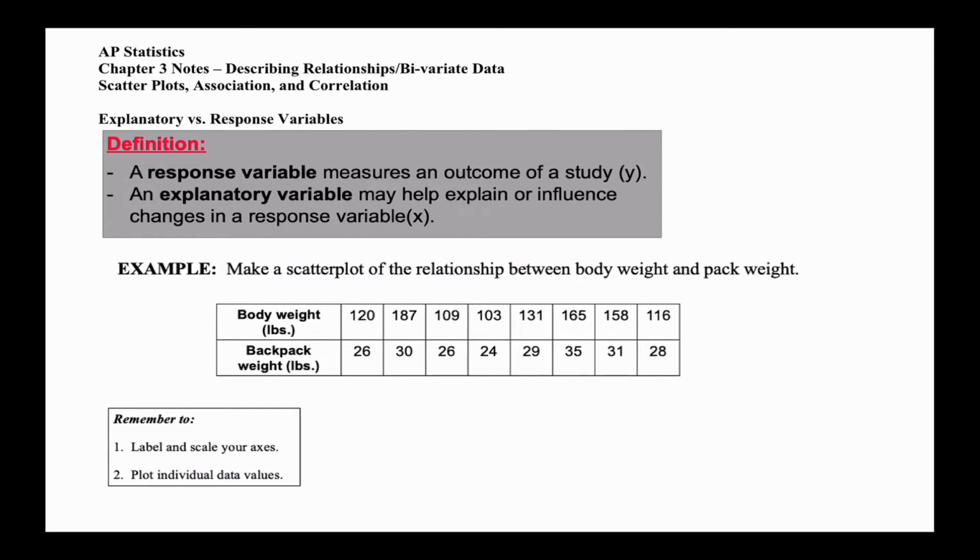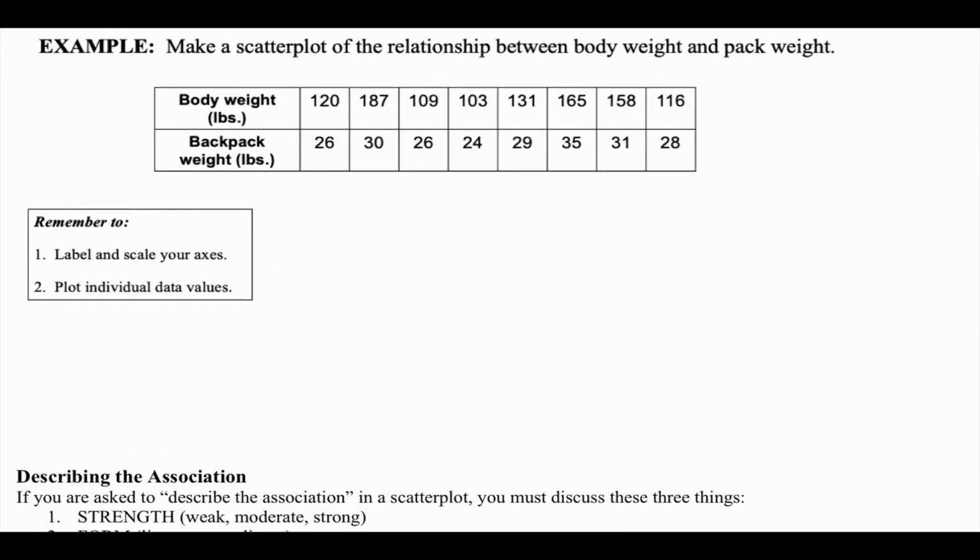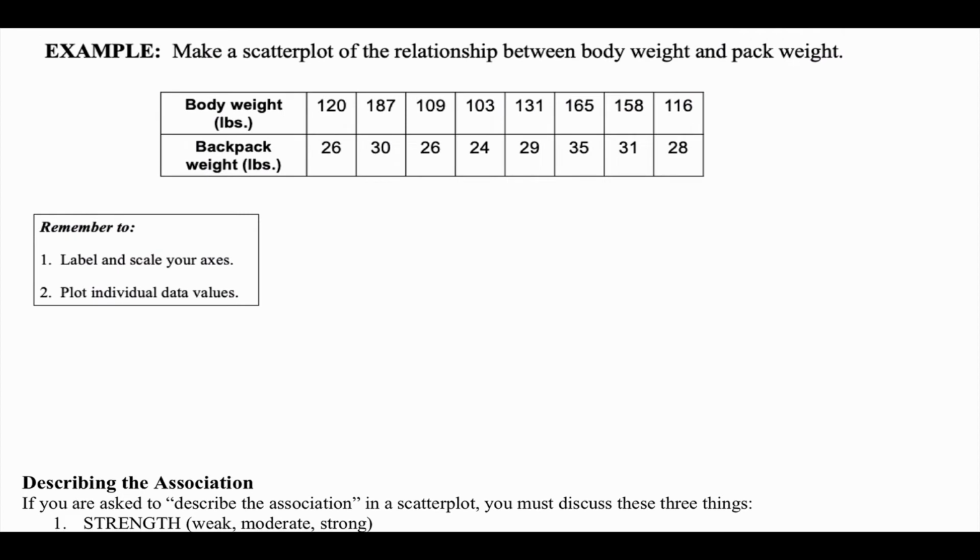All right. So for the first example, we're going to introduce a new graph, the scatter plot. It's the last type of graph that we're going to have to do. We still have those others: histogram, box plot, stem and leaf plot, dot plot, all of those. But now we have a scatter plot as well. We're going to make a scatter plot of the relationship between two things: body weight, how much a person weighs, and their backpack weight.